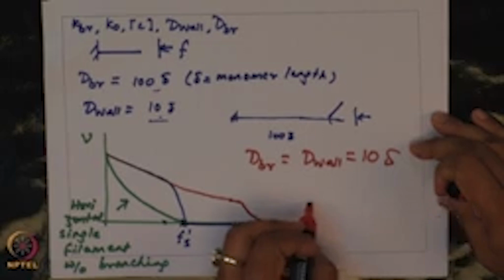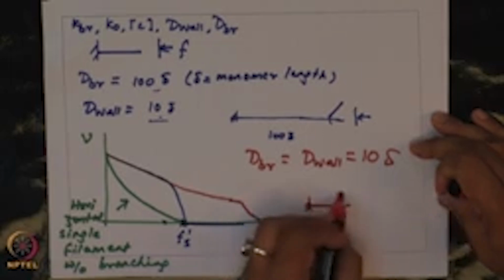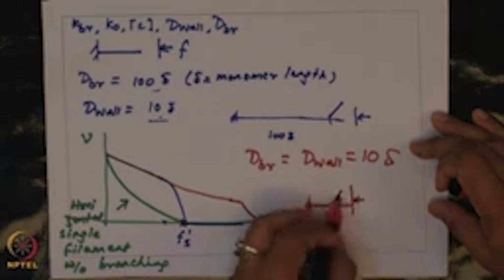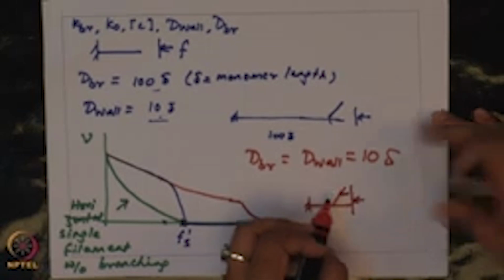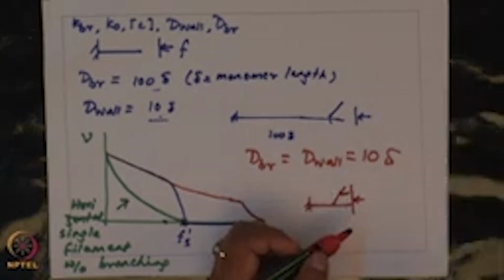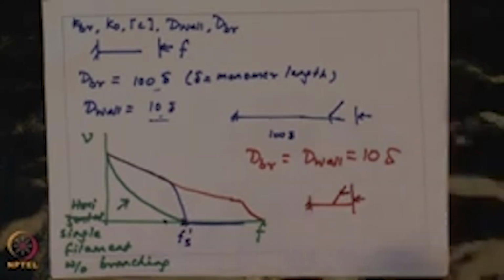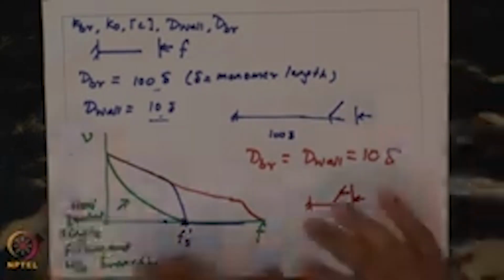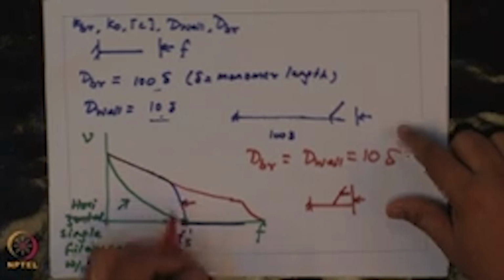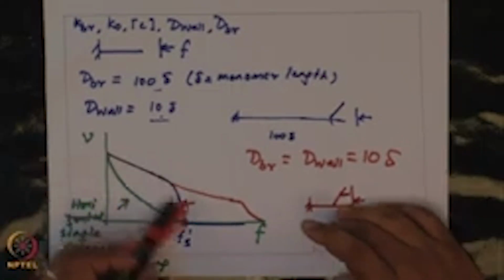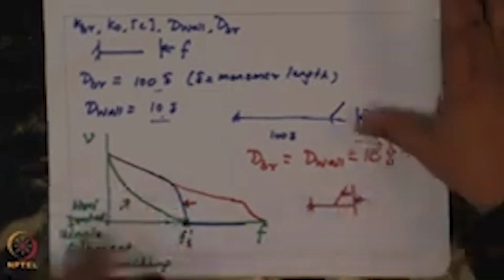So, you can have various geometries. Let us say one geometry is this kind of case, where you have two filaments pushing. In this case, if you have a third filament which forms, then again the stall force will increase. So, now let us see why, back to this particular case, where dBr equal to 100 delta and d wall equal to 10 delta. How did we deviate from this particular case?